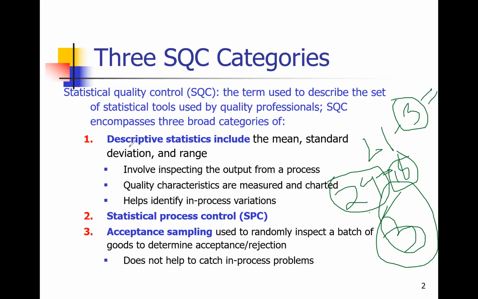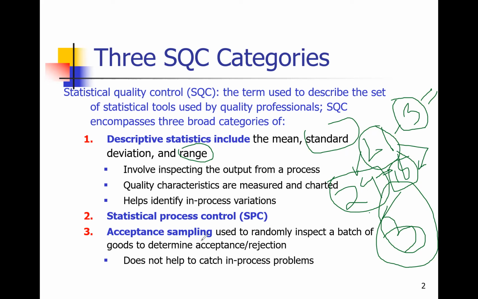So descriptive statistics means average, standard deviation, and range, and then statistical process control. We also apply statistical process control tools. Statistical process control means calculating average, and then the upper limit and the lower limit. These three limits we calculate using standard deviation and also using range. So statistical process control will apply here, and then acceptance sampling.